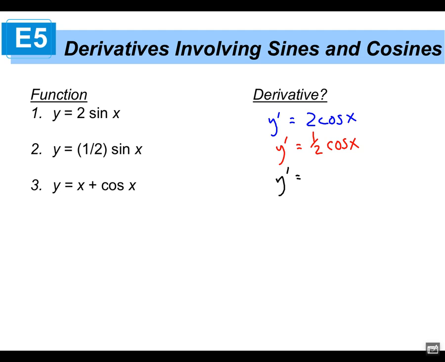Well, the derivative of x is 1. Well done. Then it's plus, good, because the derivative of a sum is the sum of the derivatives, plus negative sine of x. So you really can just keep it real here. Minus sine. Right? Easy peasy.